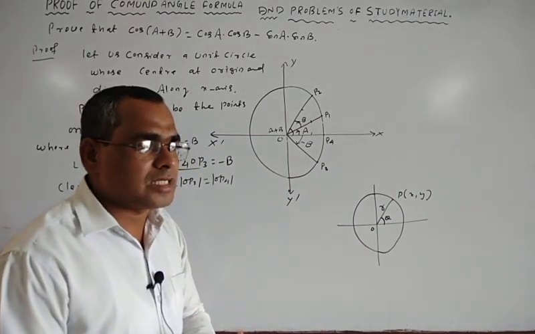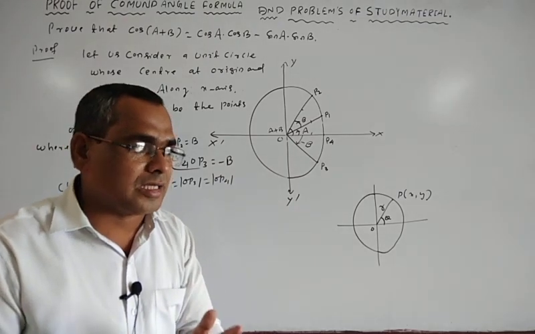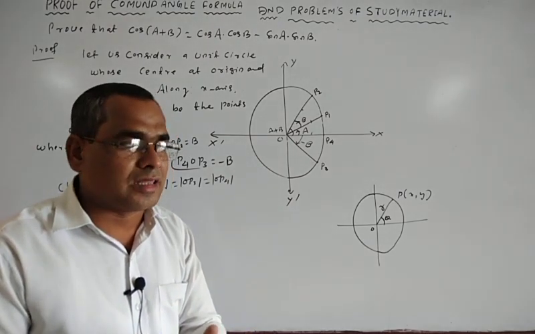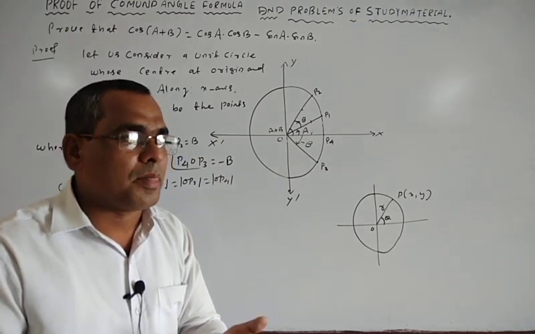Now we express the value of x and y in terms of r and theta, and this form of r and theta is known as the parametric form, or it is also known as the polar form.